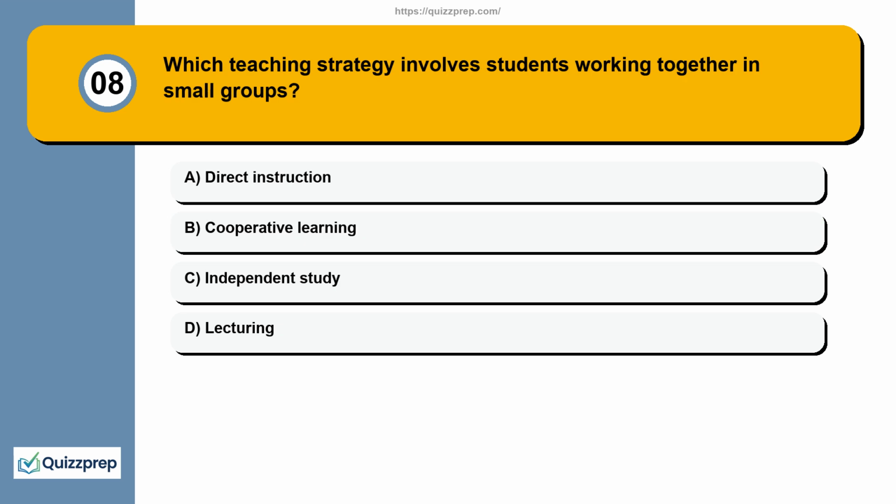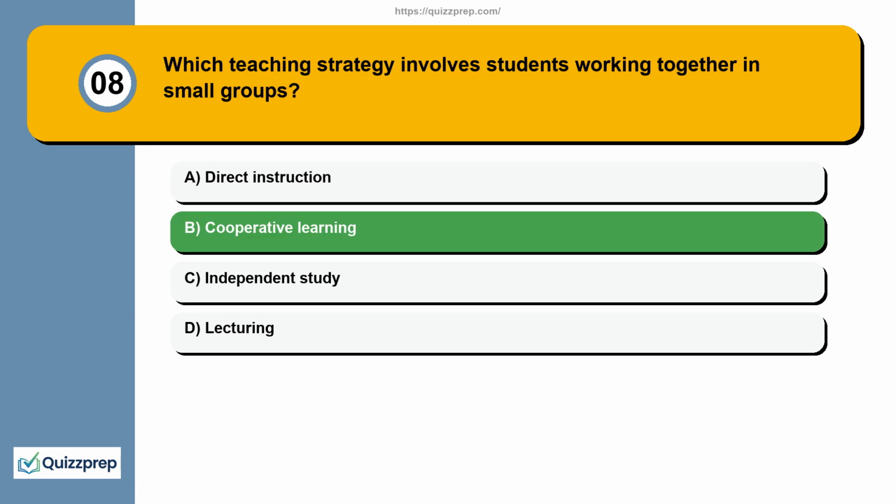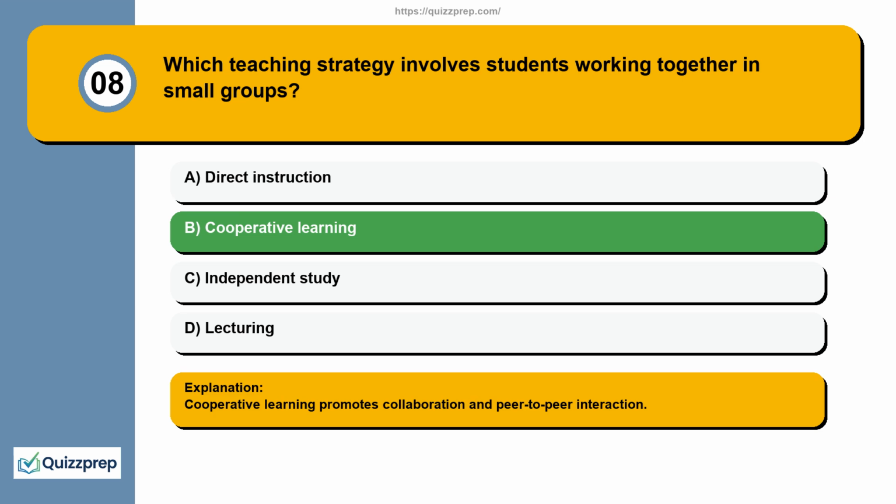Question 8. Which teaching strategy involves students working together in small groups? Here are your options. Option A. Direct instruction. Option B. Cooperative learning. Option C. Independent study. Option D. Lecturing. The correct answer is option B. Cooperative learning. Explanation. Cooperative learning promotes collaboration and peer-to-peer interaction.